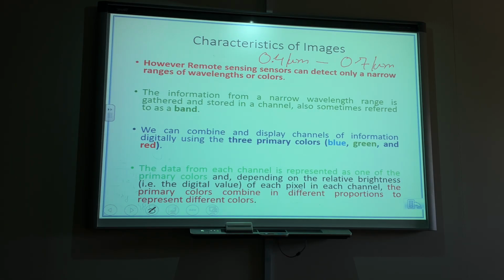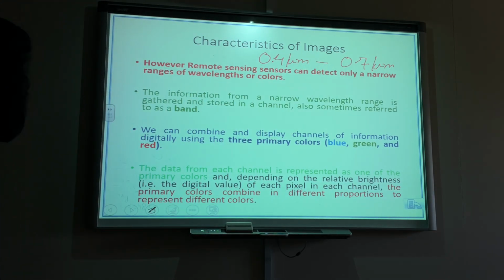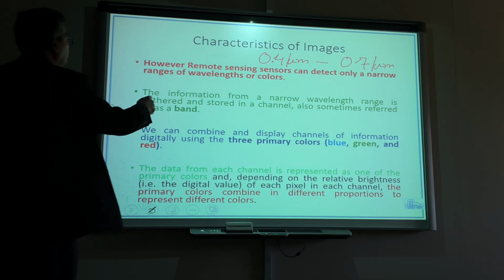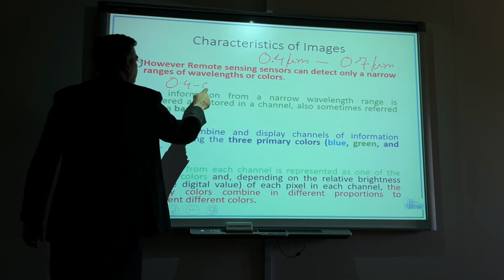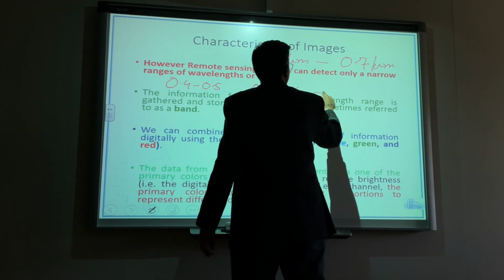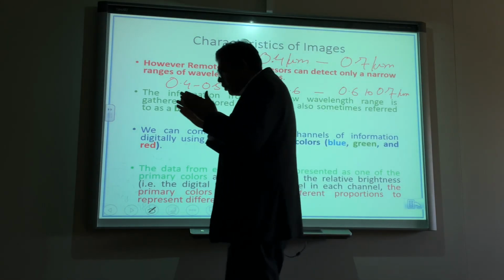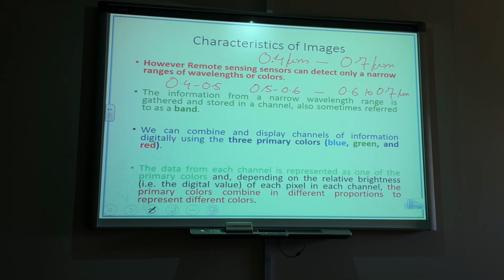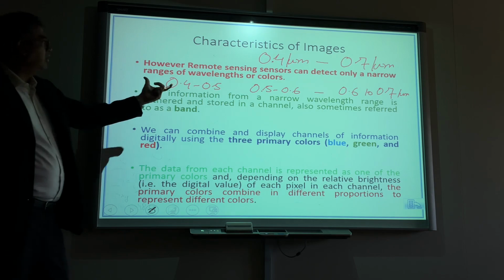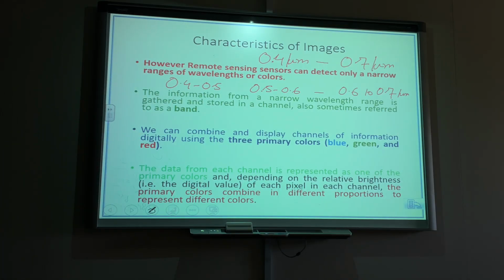But remote sensing sensors have the ability to break this big range into smaller wavelengths, and they can take images in different discrete wavelengths. For example, you can have one image between 0.4 and 0.5 micrometers, one image between 0.5 and 0.6 micrometers, and one between 0.6 and 0.7 micrometers. So within small bands of the electromagnetic wavelength, they can take images. These small ranges of wavelength for which the images are taken by the remote sensors are called a band. Okay?